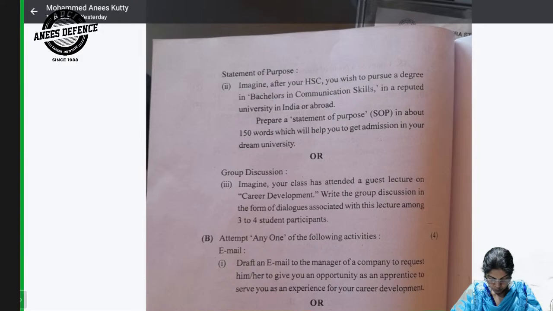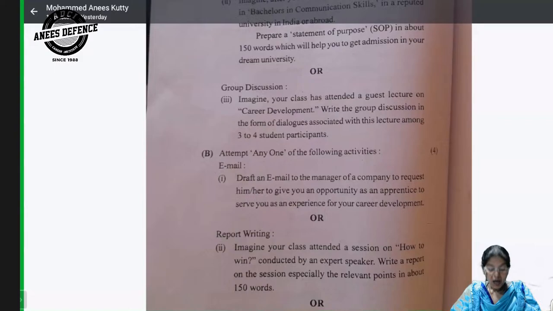Moving further, we are going to report writing. Imagine your class attended a session on how to win conducted by an expert speaker. Write a report on the session, especially the relevant points, again in about 150 words. Because there were so many options, I have a very strong feeling that students would have attempted the email, because that's something I have seen in class. Students find it easier because they can relate to that.